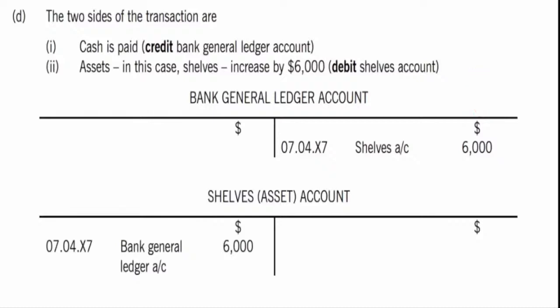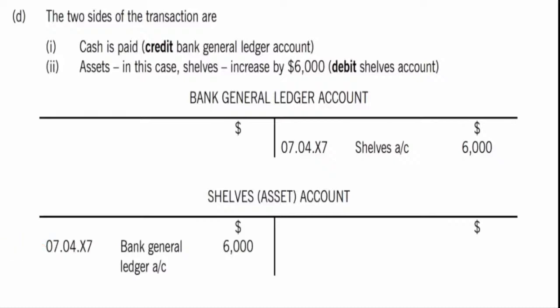2. Shelves, an asset, increase because the business now owns new shelves. This is recorded as a debit in the shelves account. How it's recorded in the ledgers: bank general ledger account, credit $6,000 to the shelves account; shelves account, debit $6,000 from the bank general ledger account.